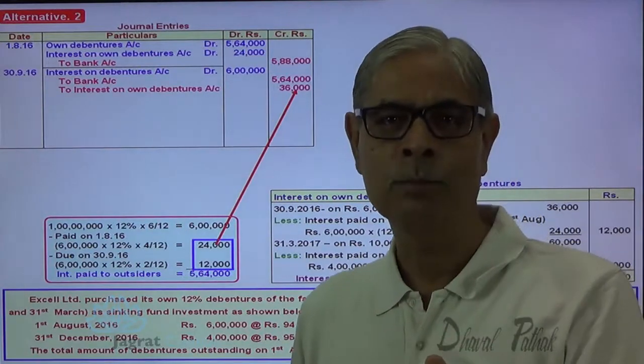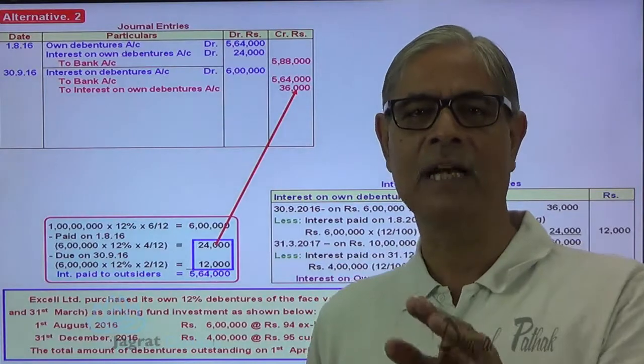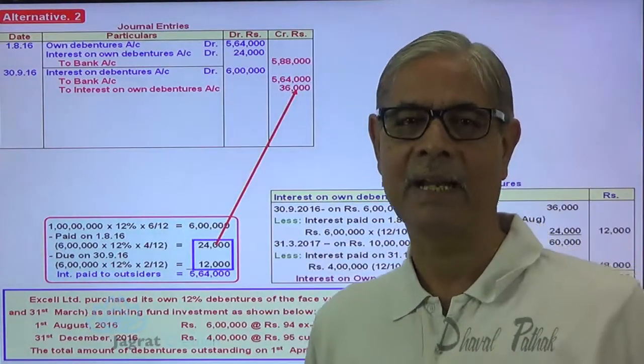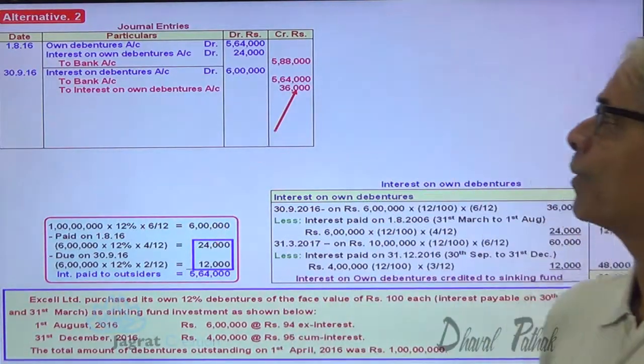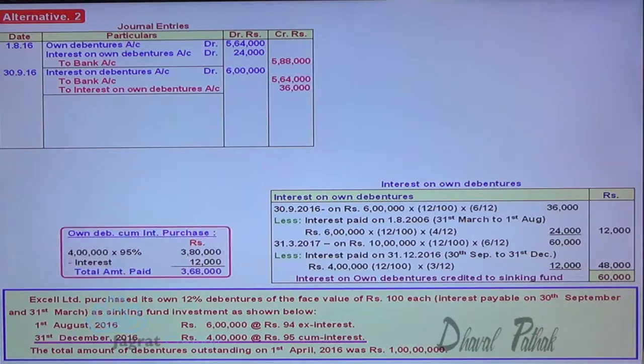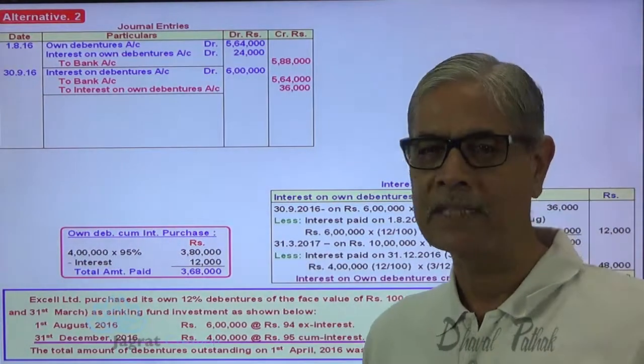So the net amount that gets credited to interest on own debenture account, 12,000, is transferred to sinking fund. This is how the entries are recorded under the second option. Once again, notice, this is another purchase. I have already demonstrated this working to you. This is the ex-interest purchase price.